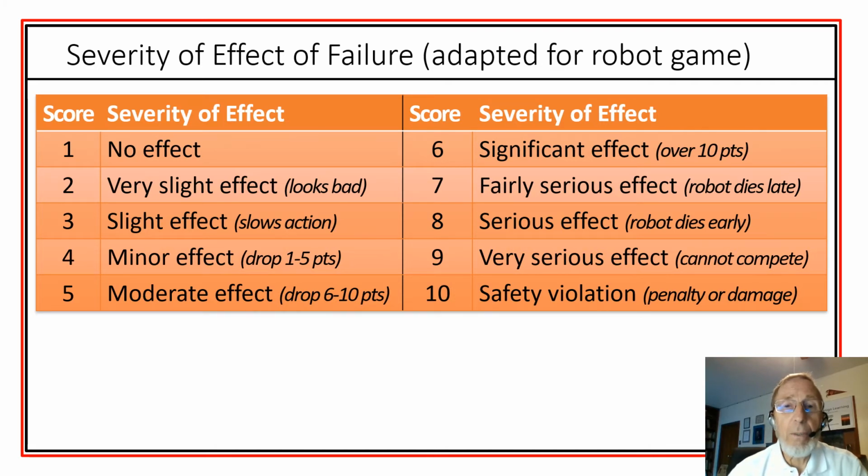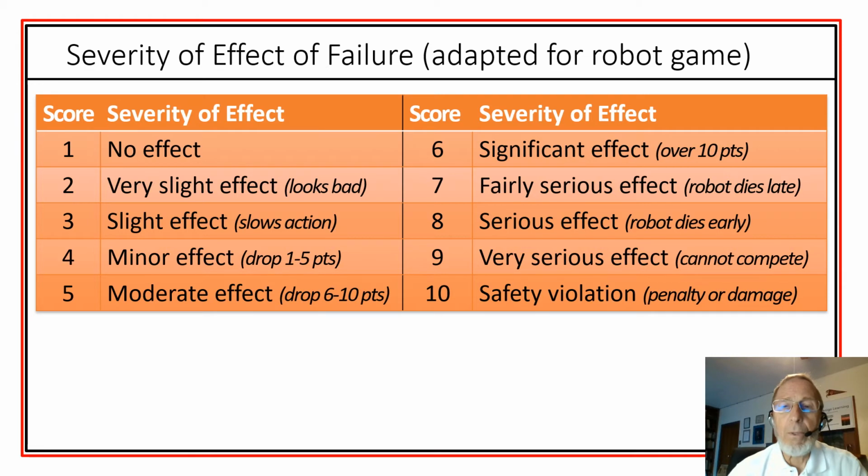However, a 3, where it begins to slow down your performance, but again, it's not causing you to lose points or to shut down or anything serious. And then each of the successive numbers here, we identify conditions that we would call a minor effect, a moderate effect, significant effect, all the way up to something that's a very serious safety violation or dangerous condition for number 10.